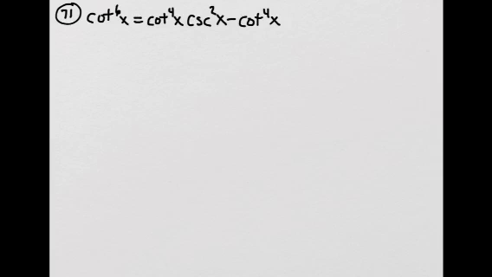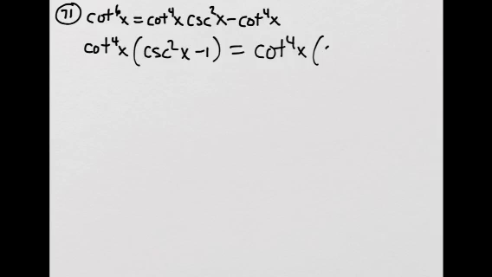Alright, so the key to the next 3 problems is factoring. So I'm going to work on the right hand side this time to make it look like the left hand side. So right here I notice that both of them have cotangent to the 4th x in common. So I'm going to write cotangent to the 4th x, and that's cosecant squared x minus 1. Well, cosecant squared x minus 1 equals cotangent squared x. And when you multiply those together, you get cotangent to the 6th x, which is exactly what you needed.